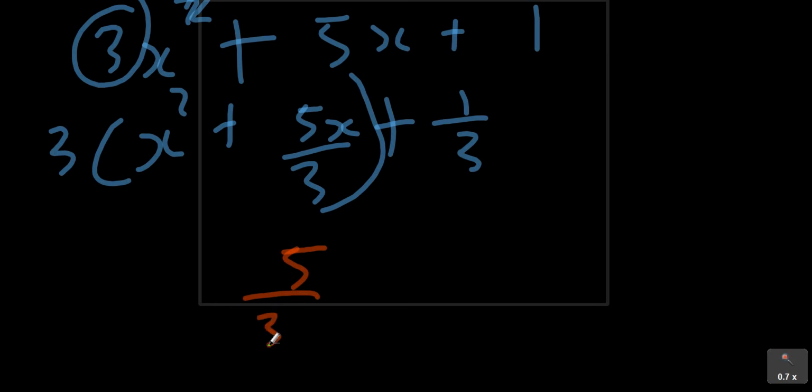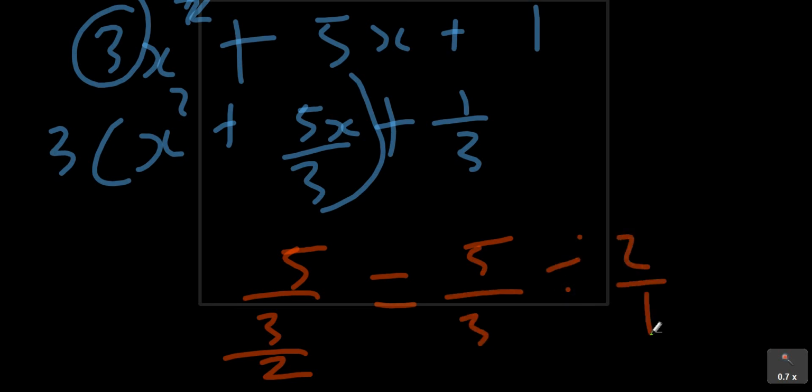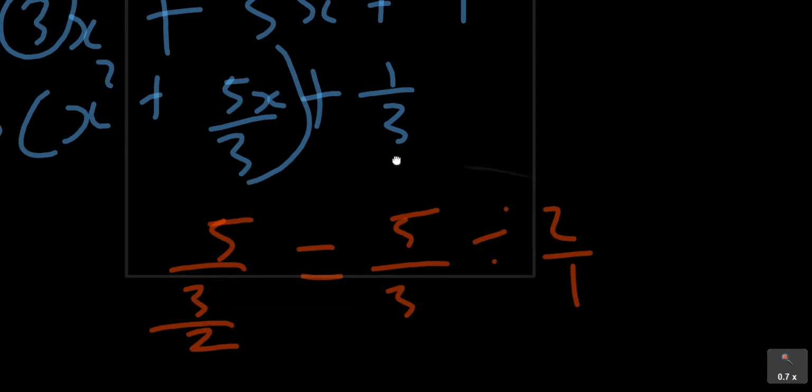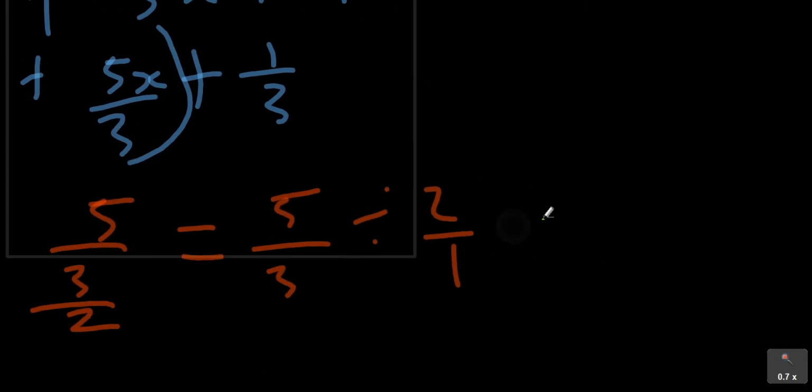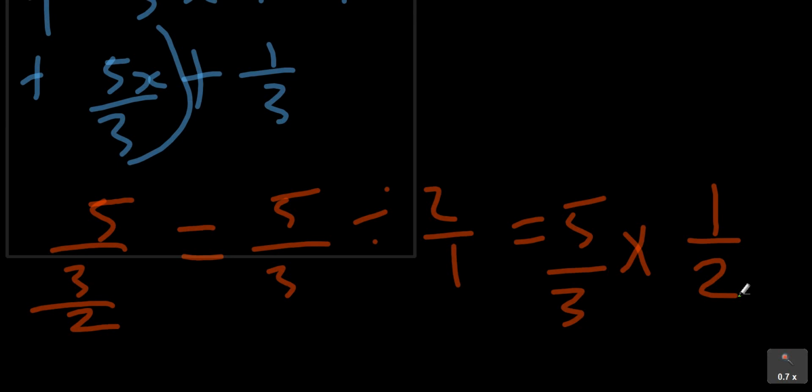5 over 3 divided by 2. In primary school, we learned that we could rewrite it like this, as a fraction. The concept is that we keep the first fraction, change the sign to the opposite, and then invert the second, finding its reciprocal. So you're seeing that it is being multiplied by a half.